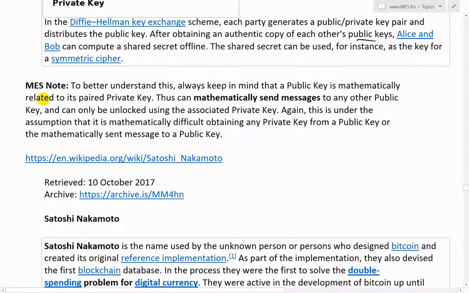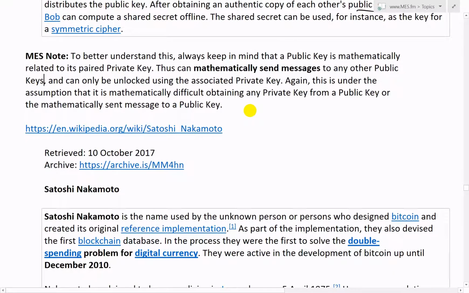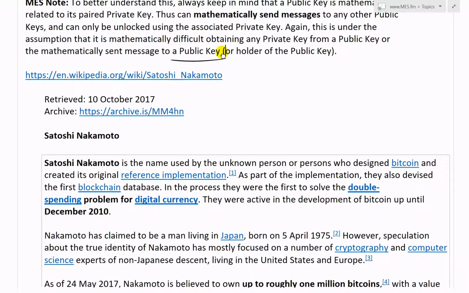Note, to better understand this, always keep in mind that a public key is mathematically related to its private key. Thus you can mathematically send messages to other public keys, and they can only be unlocked using the associated private key. Again, this is under the assumption that it is mathematically difficult to obtain a private key from a public key, or the mathematically sent message to a public key (or holder of the key, however you want to word it).